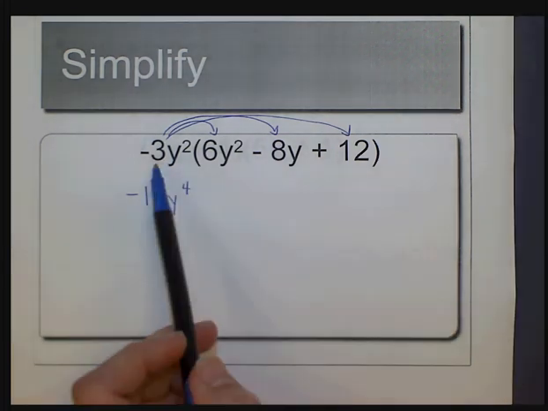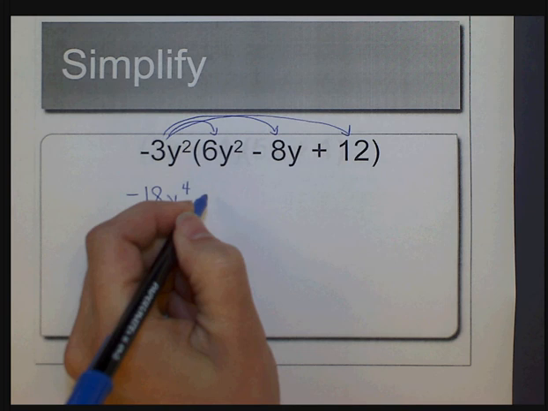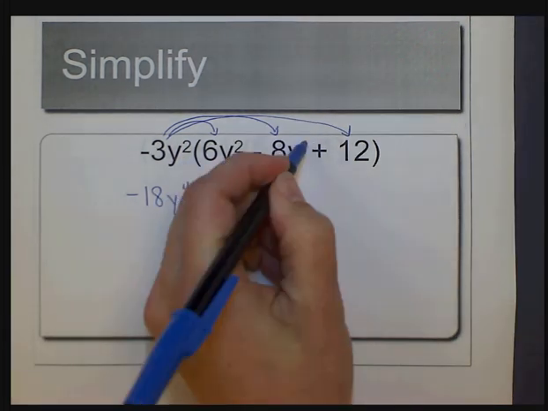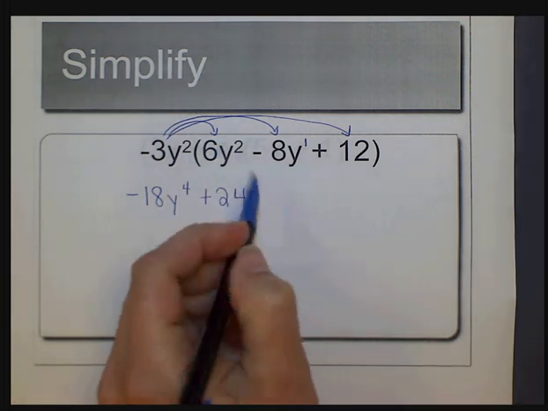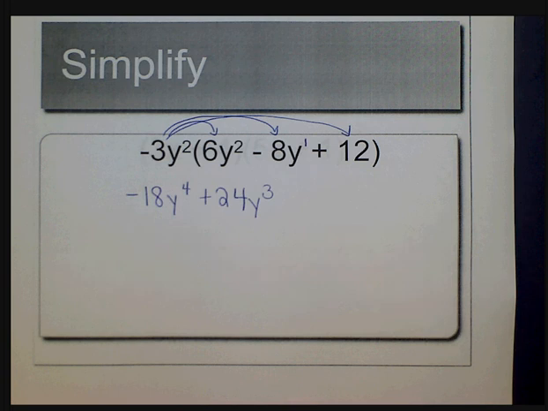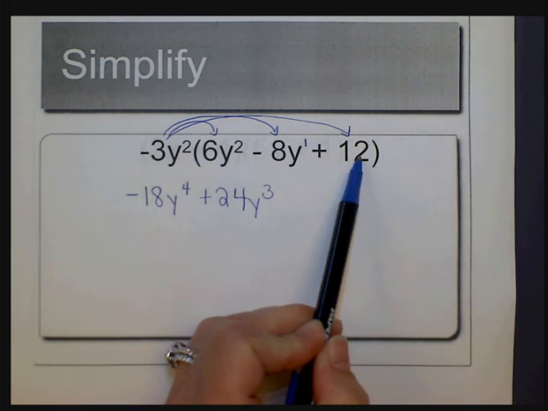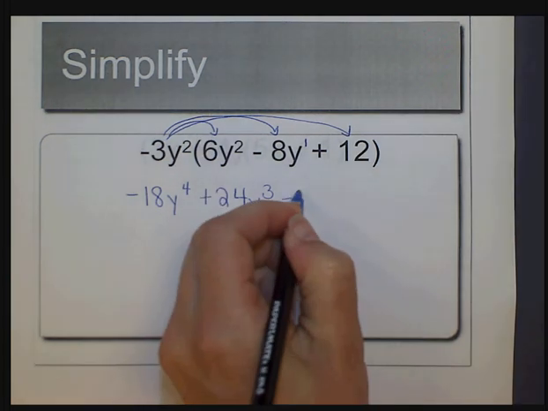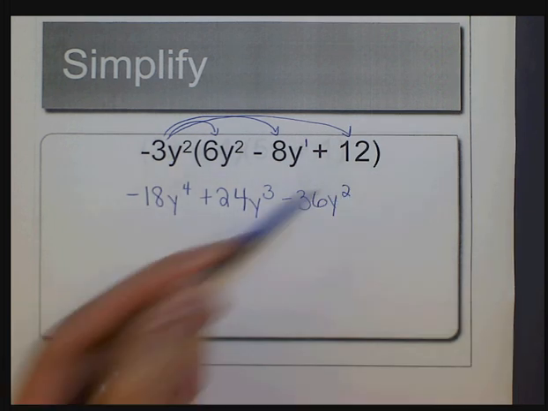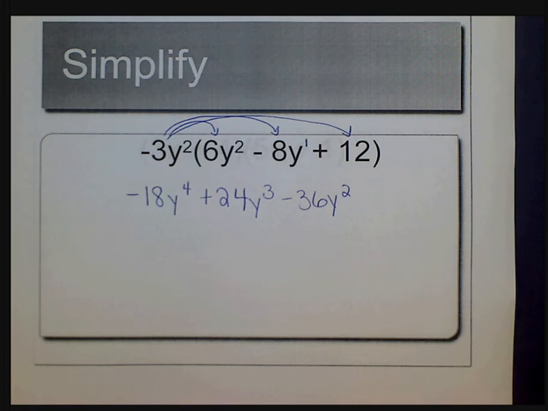Now I take negative 3 times a negative 8, which will give me a positive 24, and y squared times y to the 1st, so I add the exponents to give me y to the 3rd. And then finally I take negative 3 times 12, which gives me a negative 36, and I keep my y squared. So the product is negative 18y to the 4th plus 24y cubed minus 36y squared.